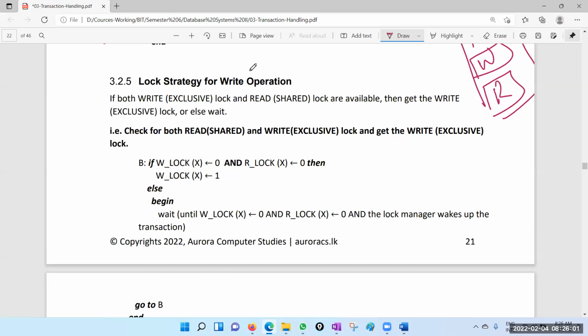In write, if you are looking for a write operation, you have to look at both the write lock and the read lock. You have to check whether the write lock is available as well as whether the read lock is available. If both are available, that means no one has taken the write lock or the read lock, you get the write lock, that exclusive lock. Or else you have to wait.